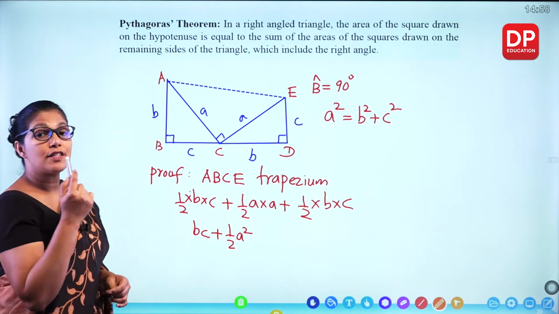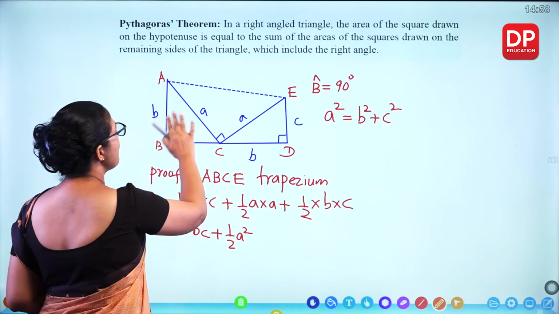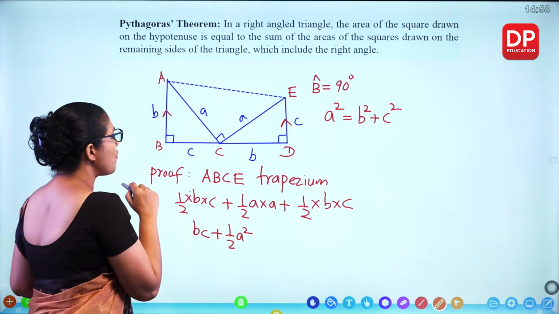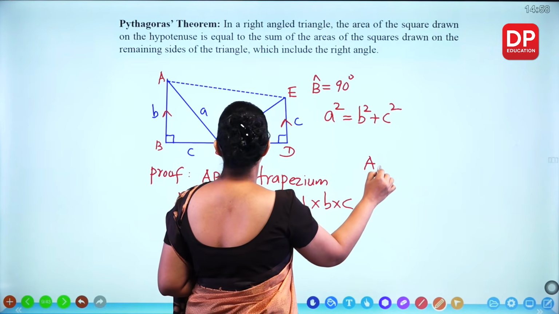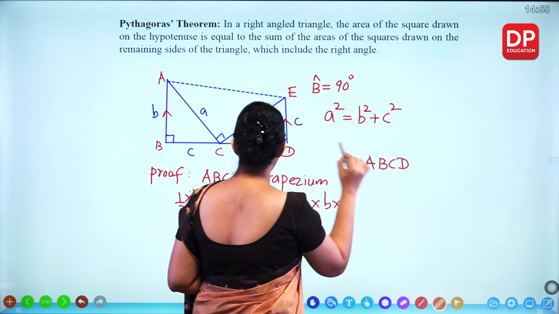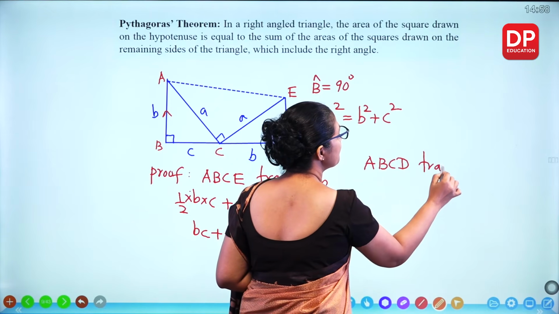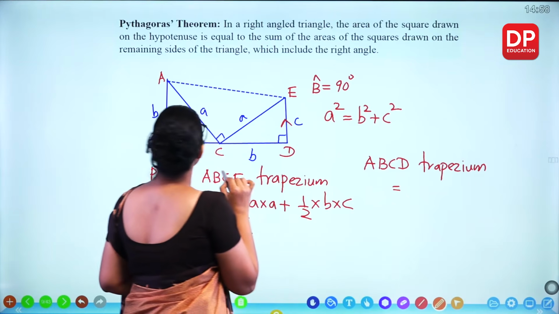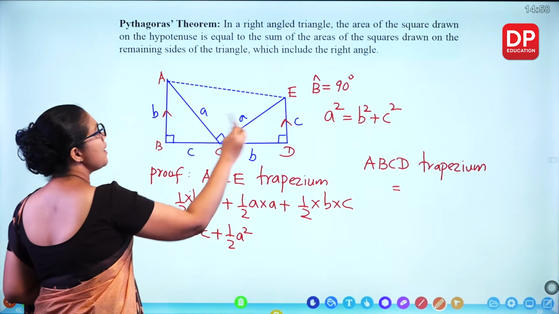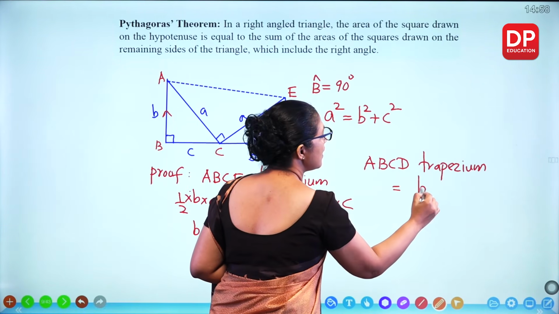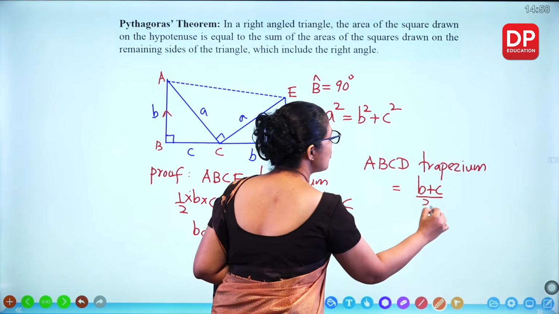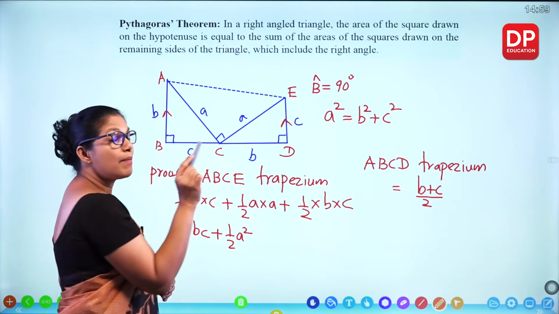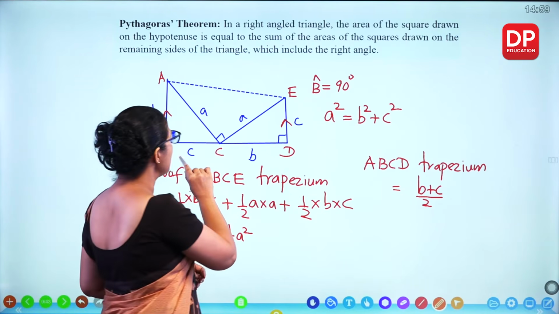Now if you take the whole trapezium, these two sides are parallel. So what's the area of the trapezium? When you use the formula straight away, for the ABCE trapezium, B plus C divided by 2, and then multiplied by the perpendicular length, B plus C.